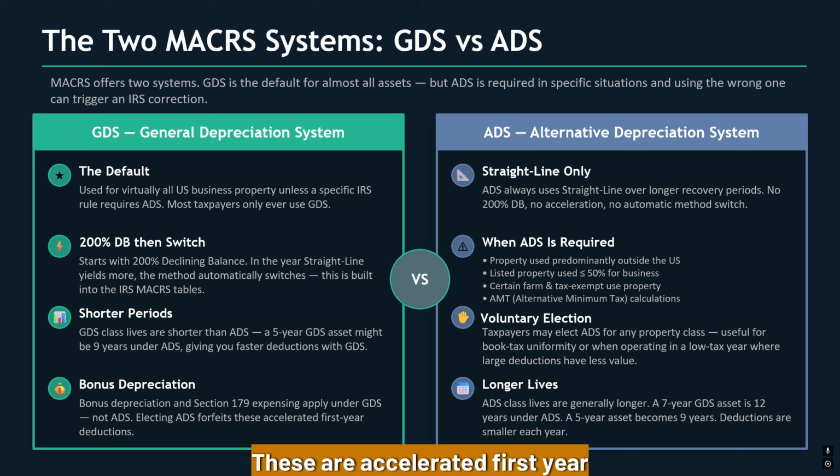Another advantage of GDS is that it qualifies for bonus depreciation and Section 179 expensing. These are accelerated first year deductions that can let you write off a large portion of, or even the entire cost of, an asset in year one. If you elect ADS, you give those up.